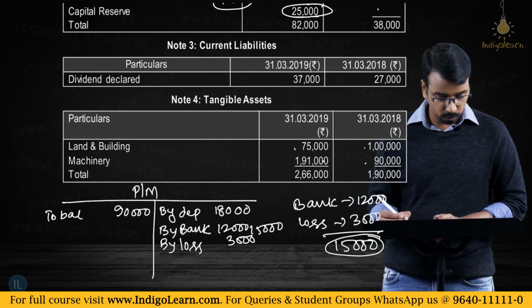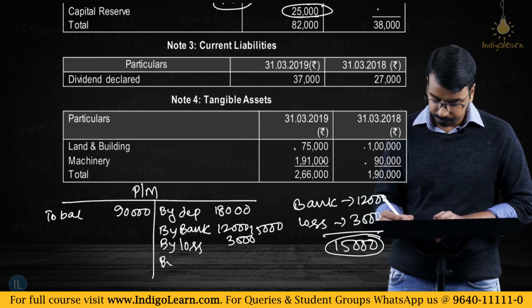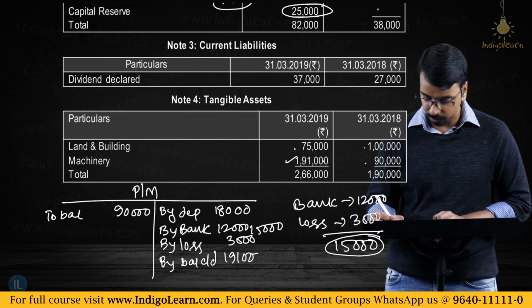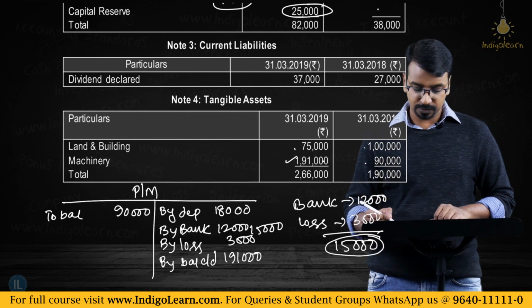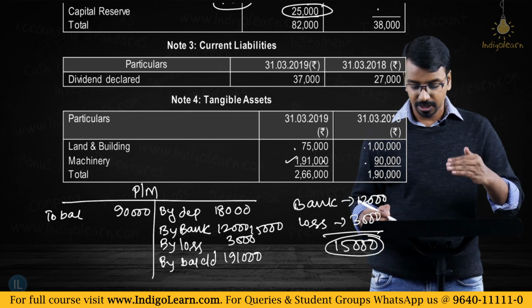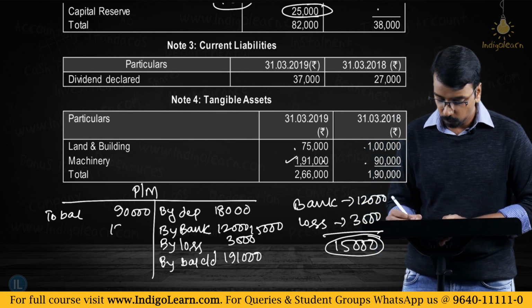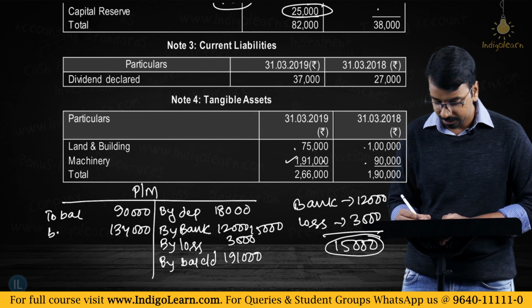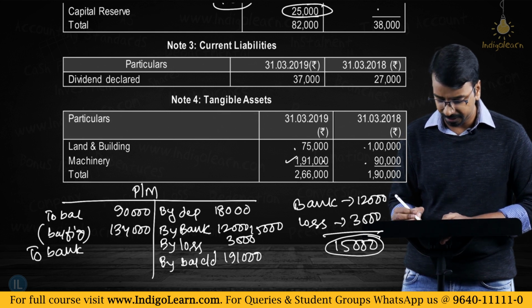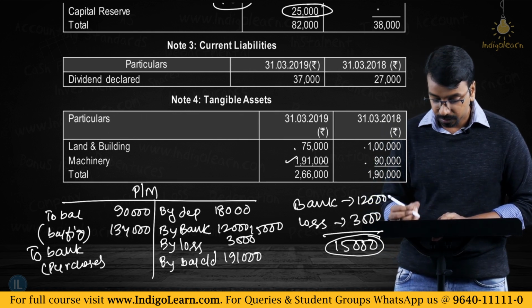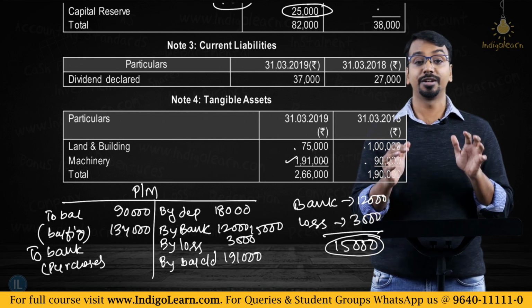Now you have a closing balance given in the question to be by balance carried down. It's given as 1,91,000. So you have 1,91,000 here. So from 1,91,000 plus 15, that is 2,06,000. 2,06,000 plus 18, 2,24,000 minus 90,000, you have 1,34,000. This is your balancing figure to bank. What does this represent? This represents purchases.